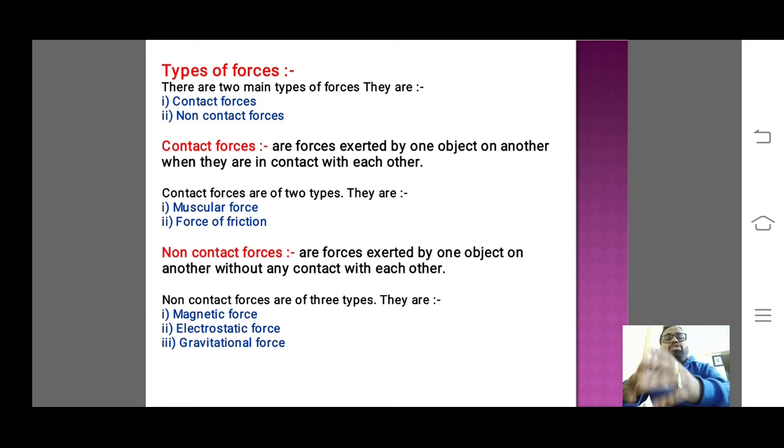In contact forces, students, we have muscular force and frictional force, whereas in non-contact forces we have magnetic force, electrostatic force and gravitational force. In these forces, the two bodies need not touch each other. But in muscular force and frictional force, the bodies have to touch each other.